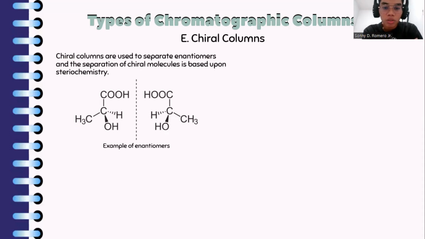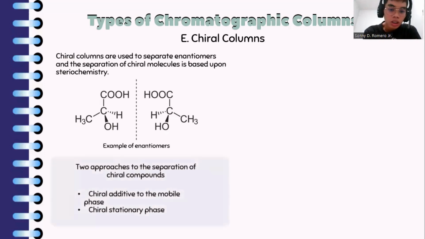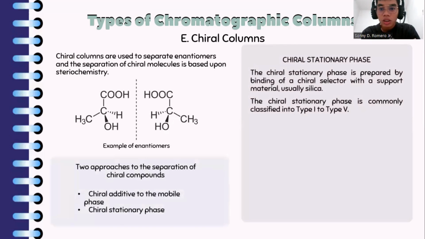These types of columns are very useful for separating mixtures. Two approaches to the separation of chiral compounds are, first, the chiral stationary phase. The chiral stationary phase is prepared by binding the chiral selector to a support, usually silica. The chiral stationary phase is commonly classified into type 1 to type 5 according to their chiral recognition mechanism.